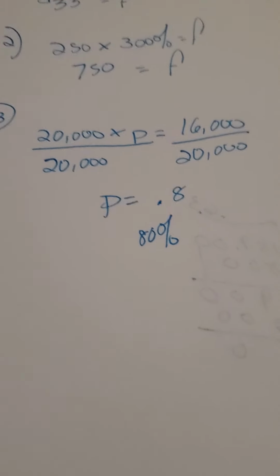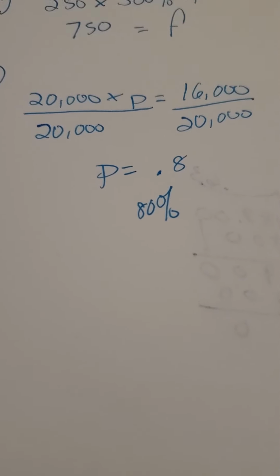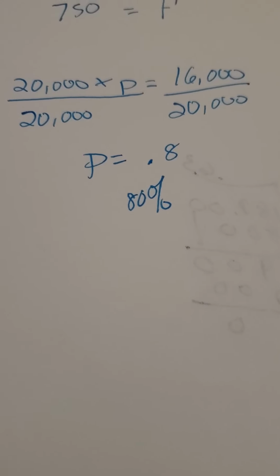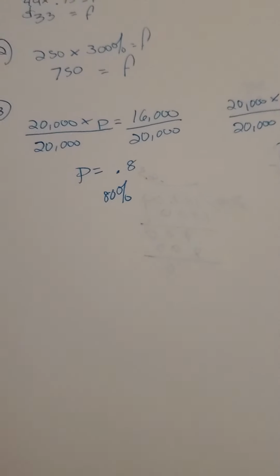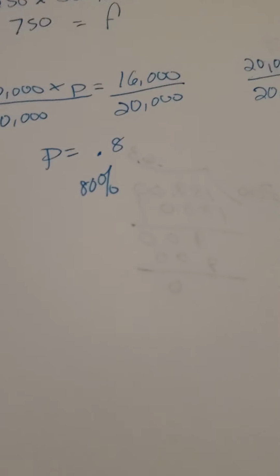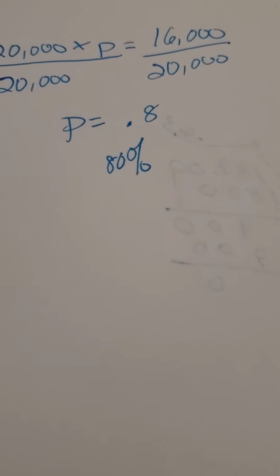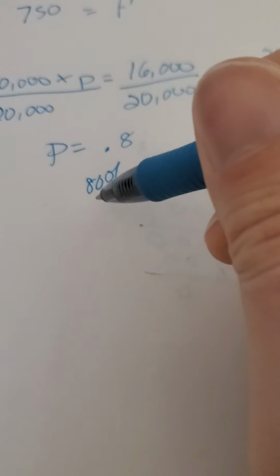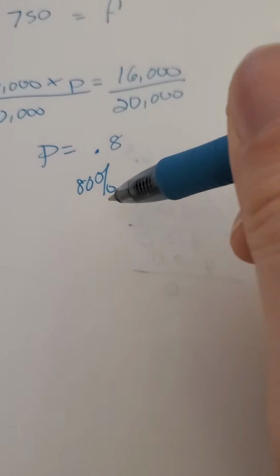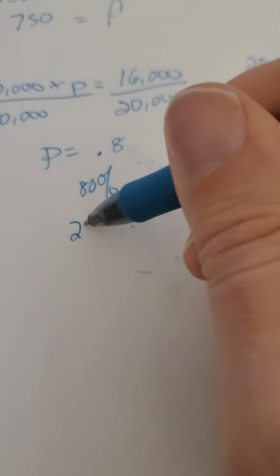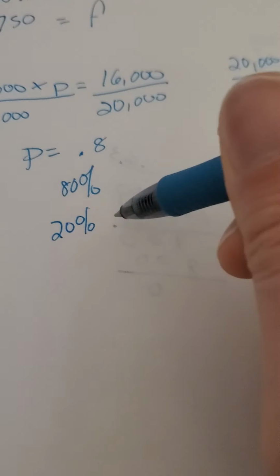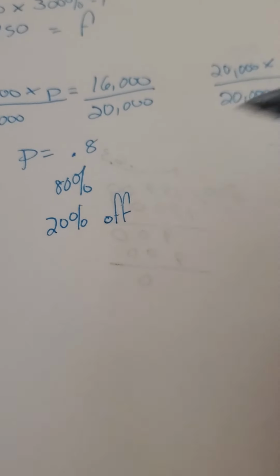Okay, so if you did the first version, you would have divided by 20,000 on both sides. You would have got a percentage of 80%. But that's not the final answer to the problem, because as we said, that's the percentage you're going to pay. In order to figure out the discount amount, you have to use the opposite. Out of 100%, if you're going to pay 80%, then you got 20% off. And that would be the answer to this problem.